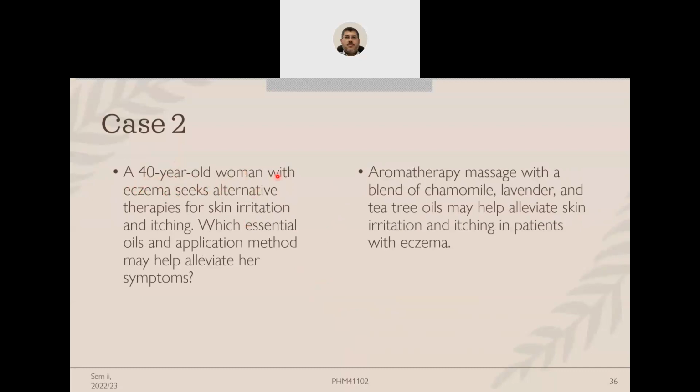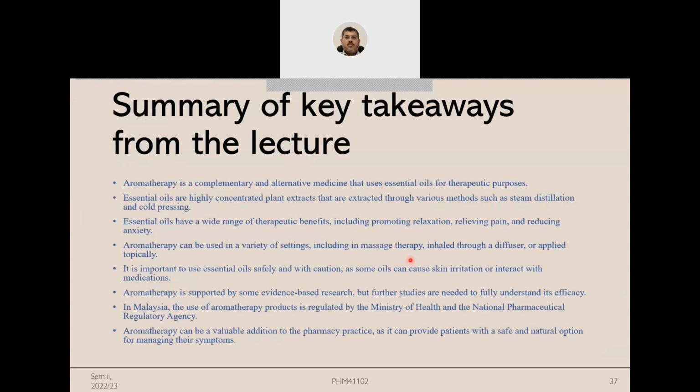A 40-year-old woman with eczema seeks alternative therapies for skin irritation and itching. What is the essential oil and application method that may help alleviate her symptoms? So we mentioned before that chamomile, lavender, and tea tree oils can alleviate skin irritation and itching, and they have soothing effects, so they can be used in patients with eczema. Okay, so that is the end of the lecture.